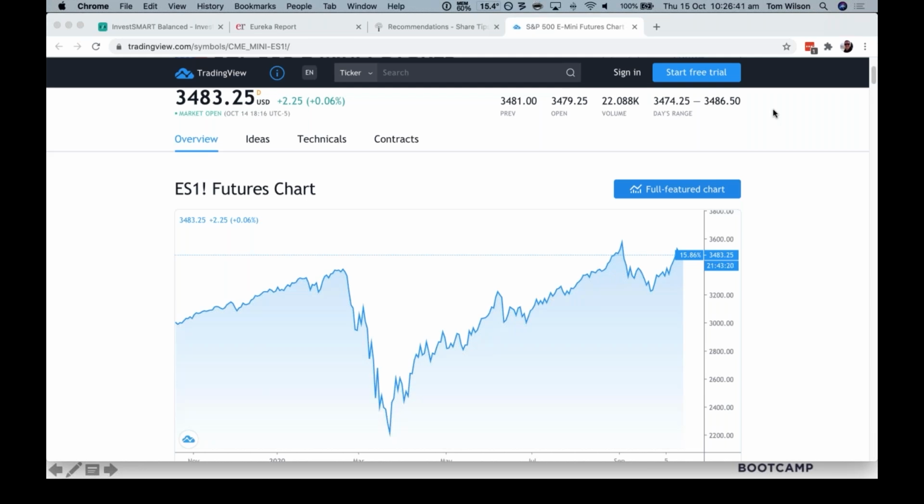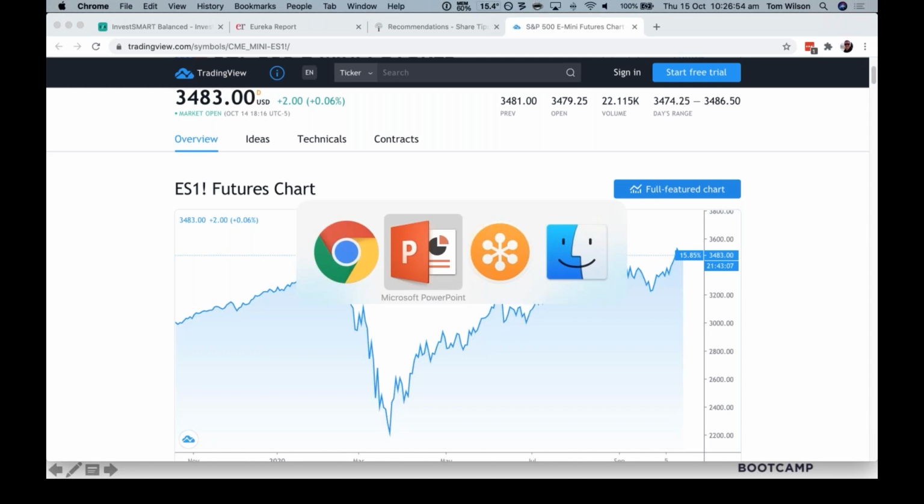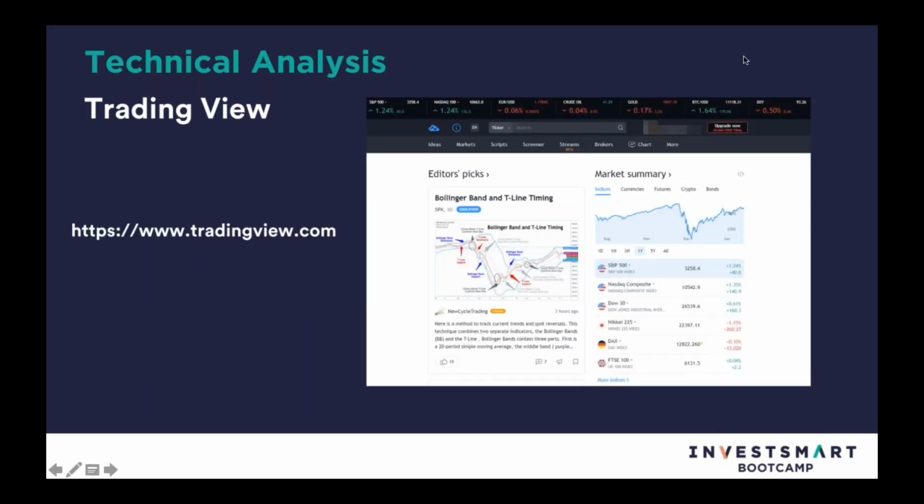InvestSMART is more about the long term, diversified, and investing in, say, more liquid, so more tradable, more accessible assets. A lot of the people that I know who use technical analysis tend to be very short term, so day trading type traders.